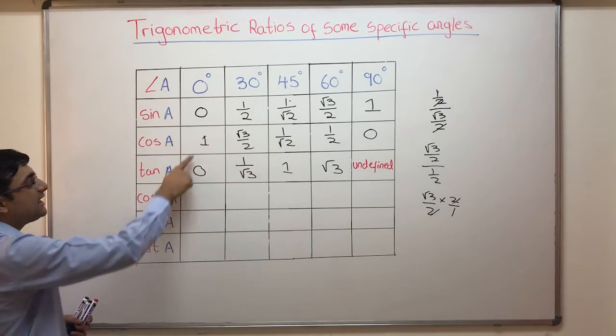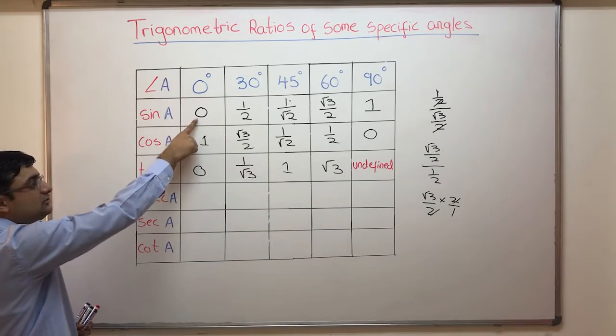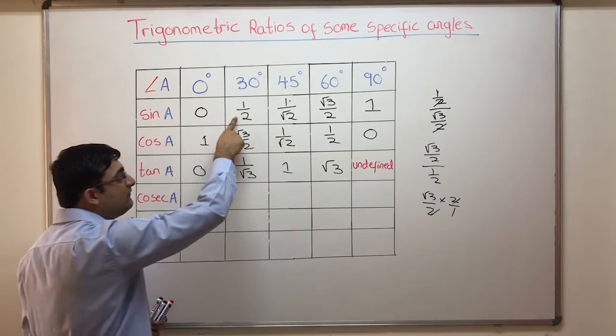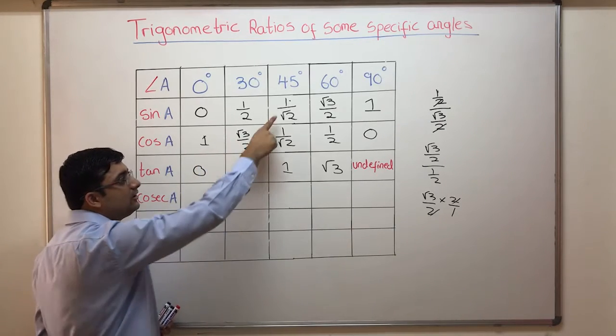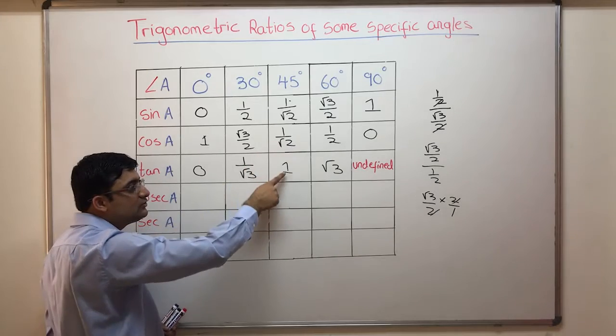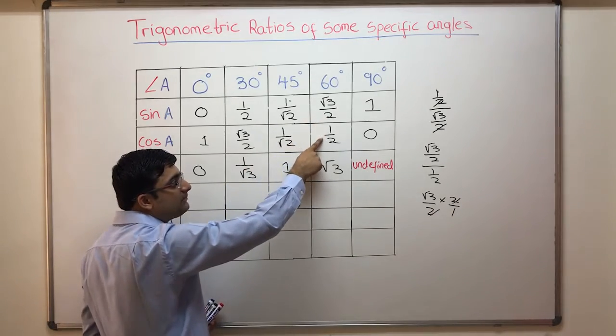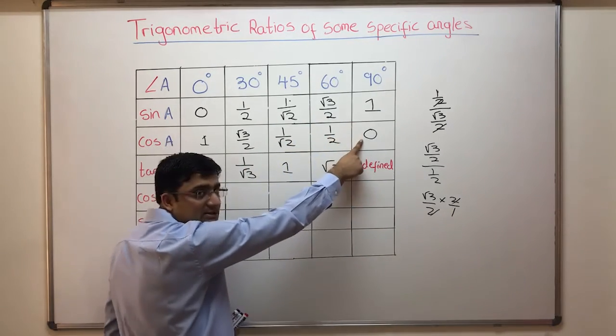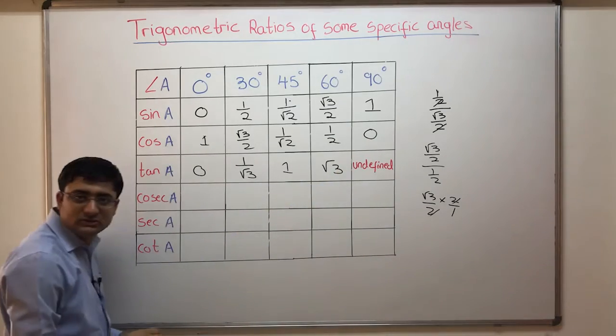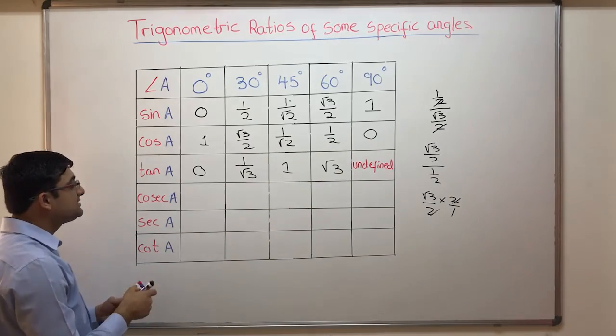So what is tan? Tan is nothing but sine divided by cos. 0 divided by 1, 0. Half divided by root 3 by 2, 1 by root 3. 1 by root 2 divided by 1 by root 2, 1. Root 3 by 2 divided by half, root 3. 1 divided by 0. We cannot divide by 0, so undefined. Is this clear?